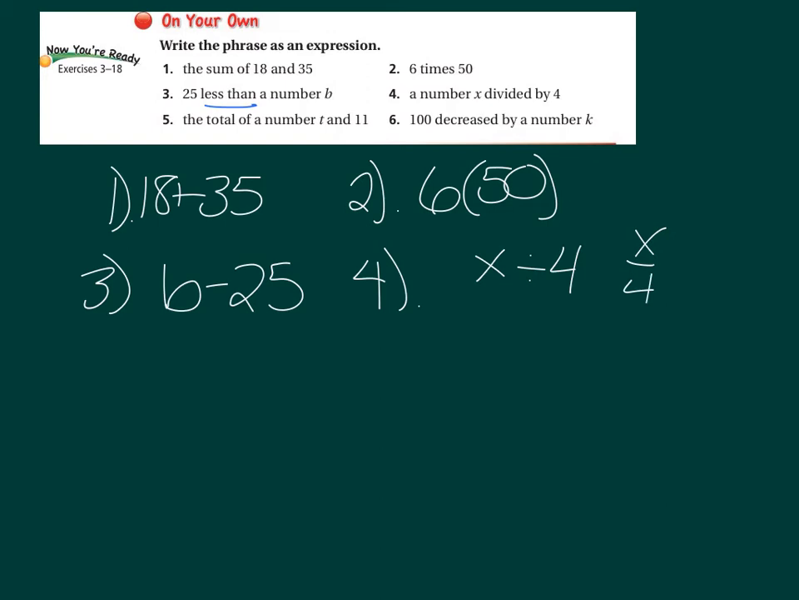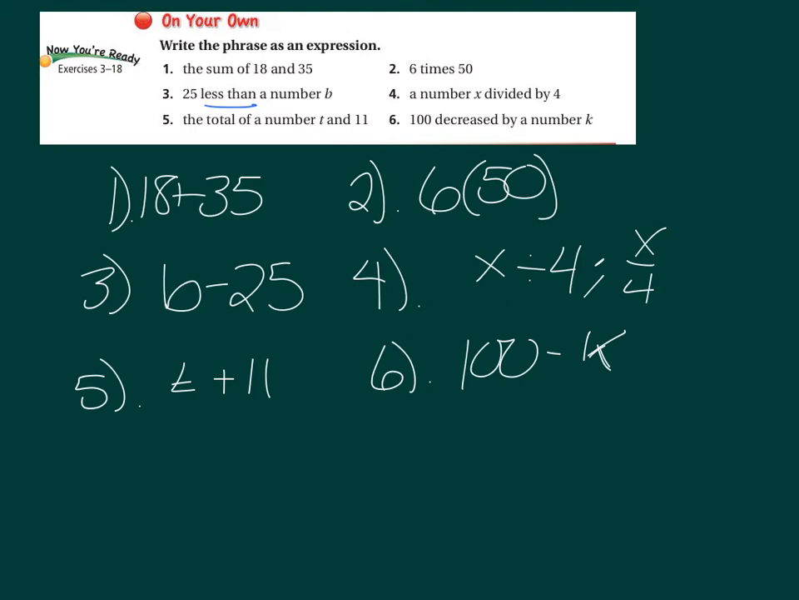Number 5, the total of a number t and 11. When we say total, we are adding, so we're going to say t plus 11. Last one, 100 decreased by a number k. This again is a variable expression. Also, we have 100 decreased by a number k. That's a k there, sorry. But those are your solutions for the 6 problems here.